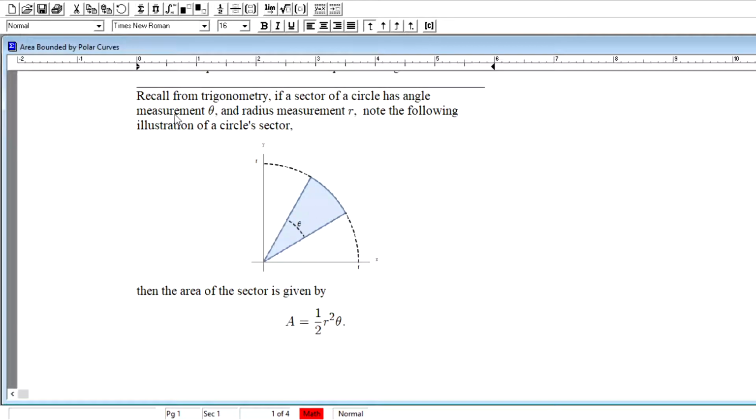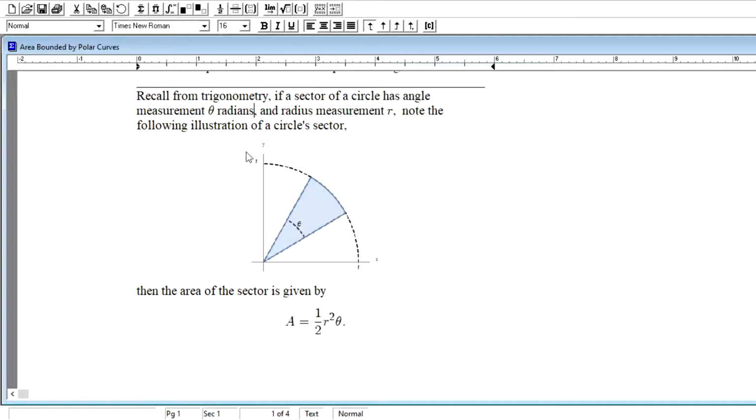If a sector of a circle has angle measurement theta, and radius measurement r, where we might note this illustration seen here. Note we're looking at a portion of a circle here, where we're interested in this sector that forms, this region of space that forms over this angle that measures theta in radians, right? If the sector of a circle has angle measurement theta, let's clarify radians, and radius measurement r, right?